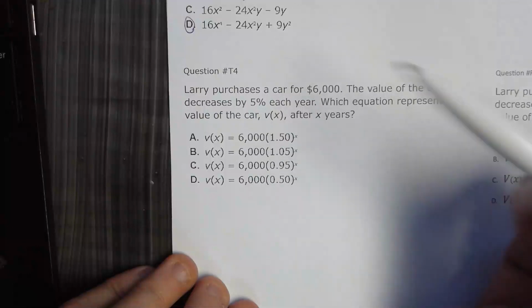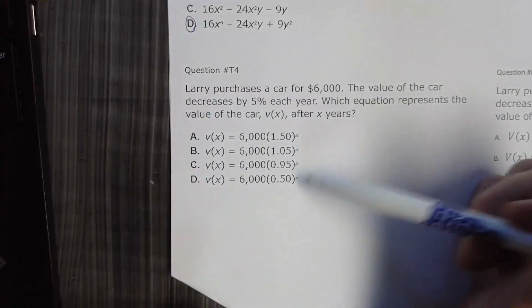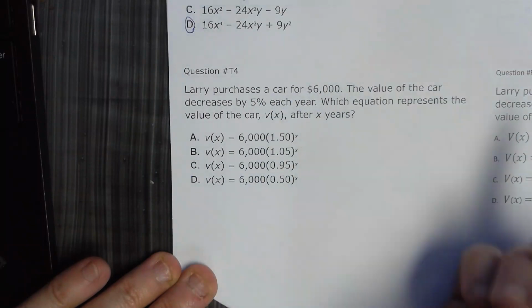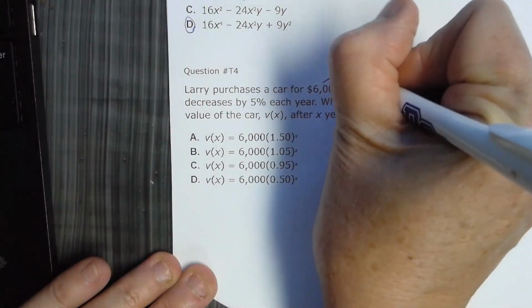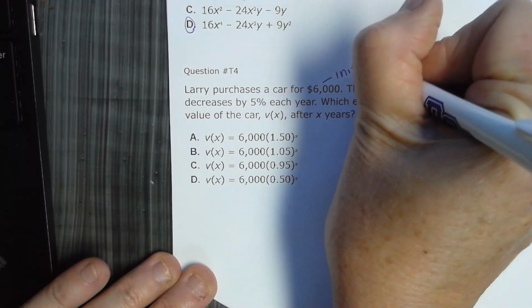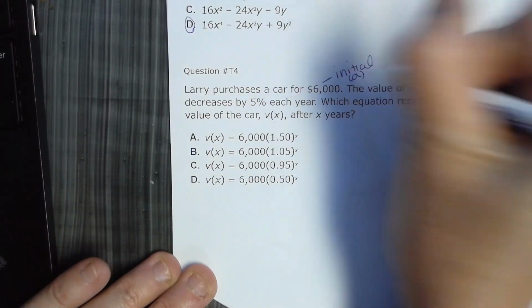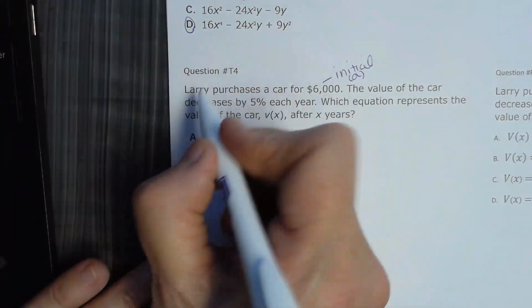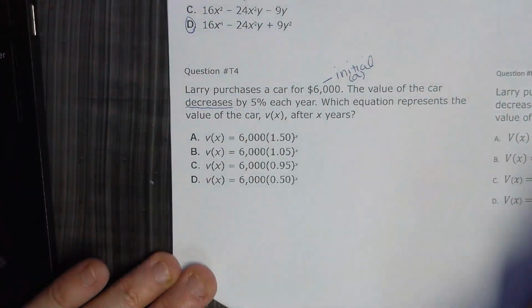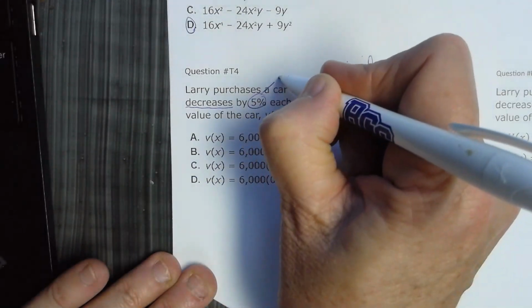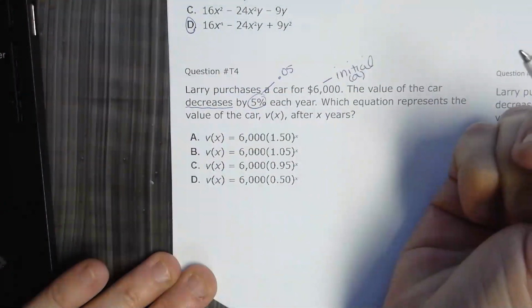Notice we've got some equations here. They're all exponential. It says Larry purchases a car for $6,000. This is the initial value. And that's going to be the A in our formula. Decreases is going to be a minus sign. And 5% we would convert to 0.05.